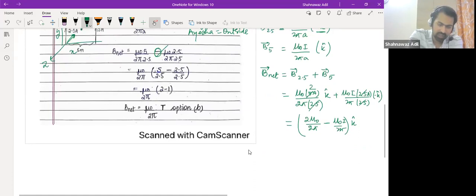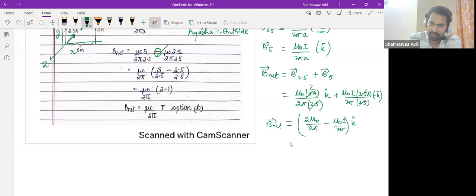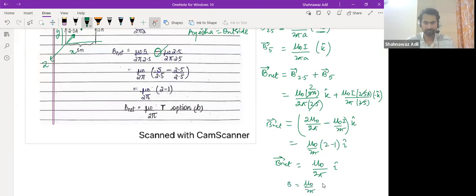Yes. So you guys can also solve this, exactly as you have solved. So mu naught I by 2 pi is common, and 2 minus 1 is once. This is mu naught by 2 pi, right? And what is mu naught by 2 pi? So the magnitude is mu naught by 2 pi.